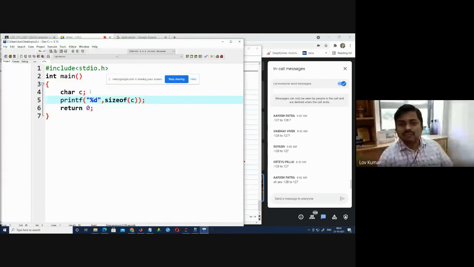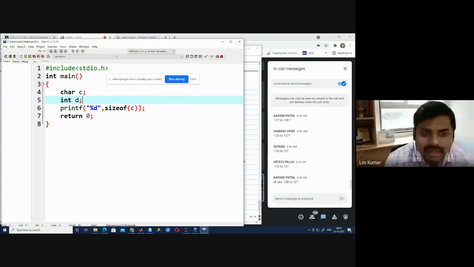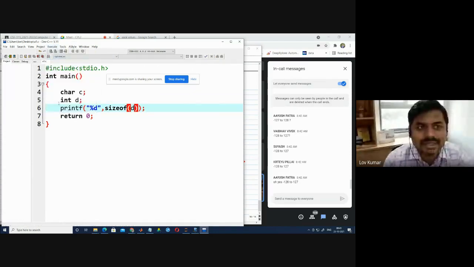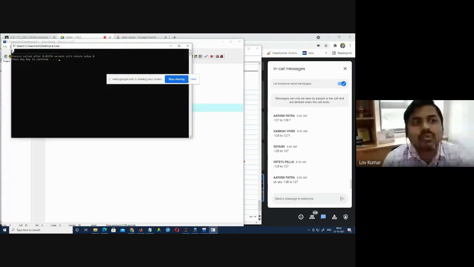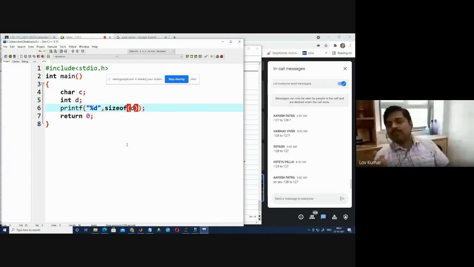Same as writing integer: if you write int D, and then printf %d, sizeof(D), now you can see how it is going to store. It is taking 4 bytes of memory, but that is not a fixed value. It will vary from compiler to compiler. Some compilers will take 2 bytes of memory, and some compilers will take 4 bytes of memory.